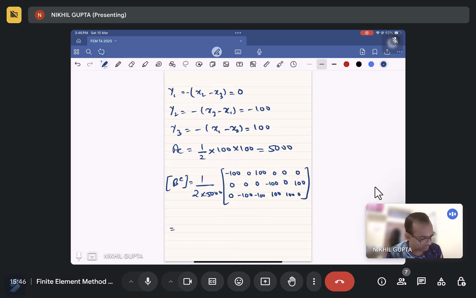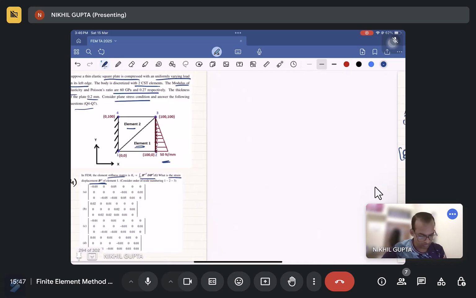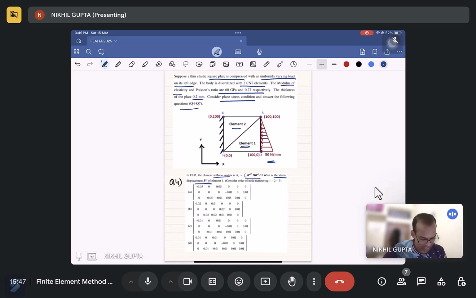So when you solve the matrix, you will get minus 0.01, 0, 0.01, 0, 0, 0, 0, 0, 0, and this will be minus 0.01, 0, 0.01, 0, minus 0.01, minus 0.01, 0.01, 0.01 and 0. So this is the B, what is asked in the problem, and you check the answer will be C.